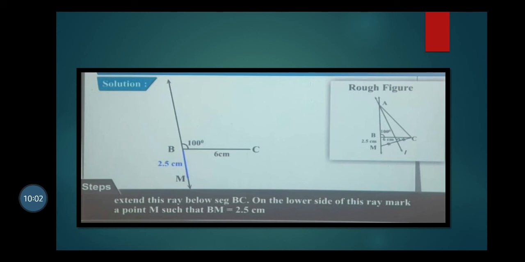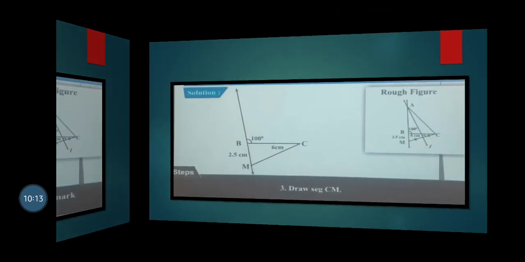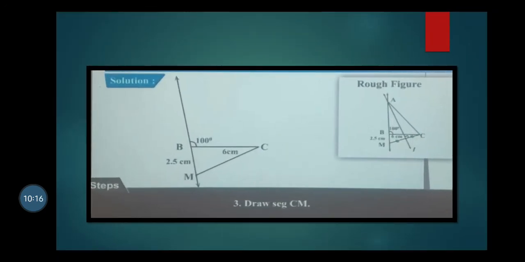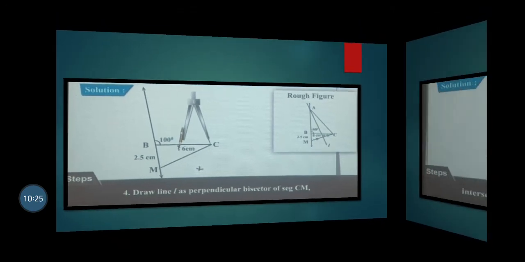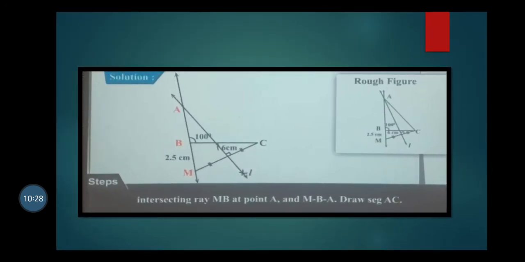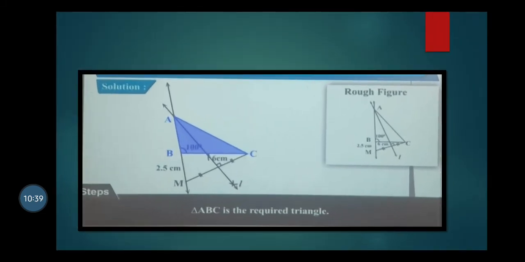So students, you can take a little big ray, and then you will mark from point B 2.5 centimeter, and the ending you will mark as point M. Step number 3, draw seg CM. Draw line L as perpendicular bisector of seg CM, intersecting ray MB at point A, with M-B-A. Draw seg AC. Therefore, triangle ABC is the required triangle.